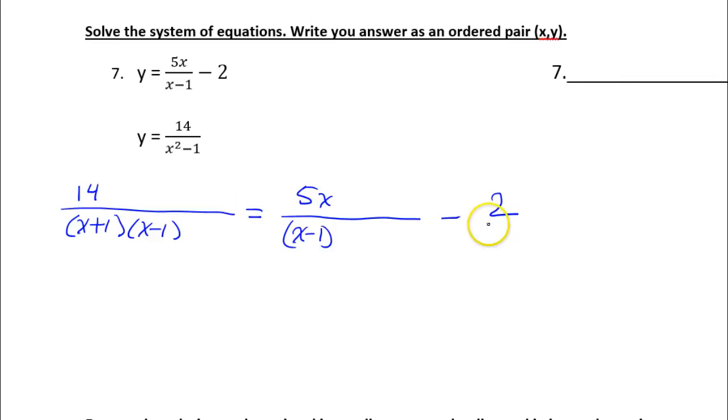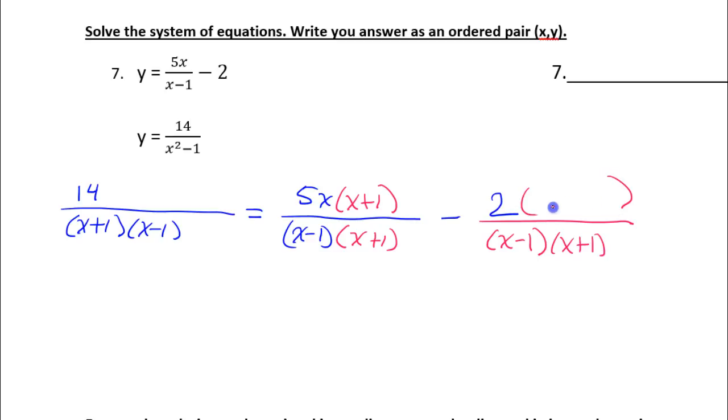So I've spaced this out and left all these spaces because the way I like to solve equations when there are polynomial fractions, that's what I mean when I say rational equations, I like to make the denominators the same and then cancel them out. So to make these denominators the same, this denominator will need an x plus 1, and I'll have to put it in the numerator as well, and this denominator will need both x minus 1 and x plus 1, and I'm going to need that in the top as well.